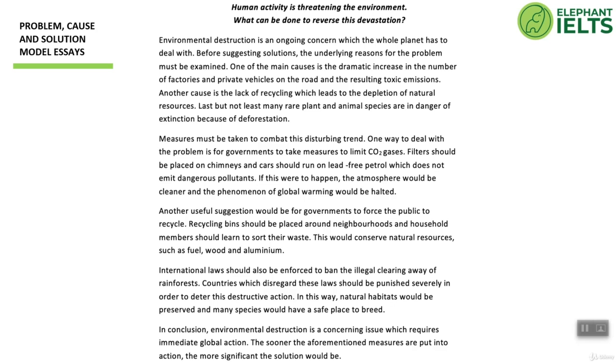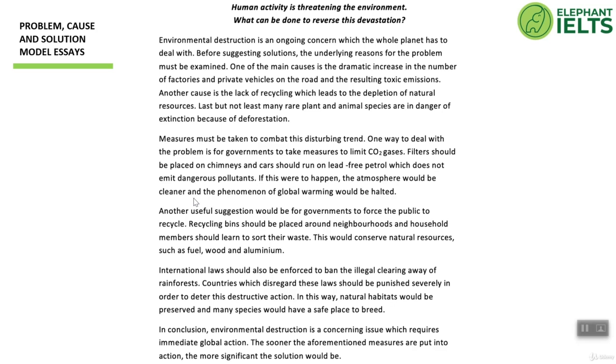Then we explain it. Filters should be placed on chimneys and cars should run on lead-free petrol, which does not emit dangerous pollutants. So you can see it explains how the government is going to limit these gases, what it should do, and we've also used a complex sentence using "which" in the middle. And remember, the third sentence is the result of taking this measure. If this were to happen, the atmosphere would be cleaner and the phenomenon of global warming would be halted. So here we've used a second conditional to give the result. If plus past simple, would plus infinitive.